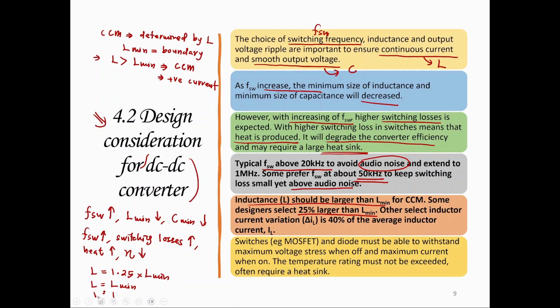Okay, the second approach, which is we use the delta IL equation, where we set your delta IL to be at least 40% of the average inductor current. Okay, again, this is not a fixed value. This percentage is not fixed. You can have maybe 25%, 30%, 50%. So it depends. But commonly, this is a common percentage that we use to find the value of inductor, which is delta IL to be 40% of your average inductor current.